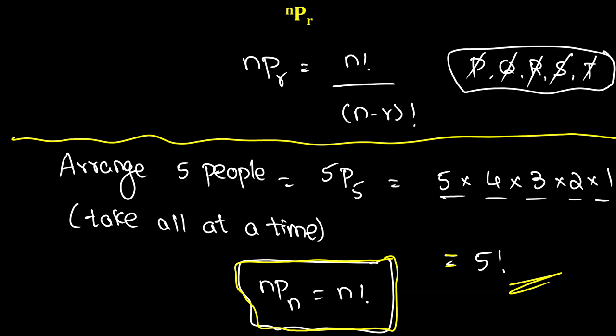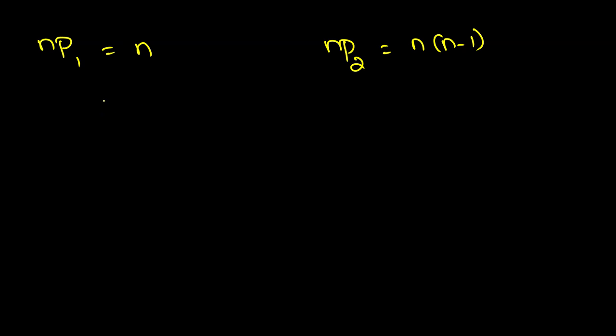Regarding calculations, what is to be done is a very simple idea. From the calculation point of view, NP1 means we have to write only one term, N. NP2 means two terms I have to write; two positions are there, right? Two slots are there. First slot N, next slot N minus 1. Simple. NP3 means three slots are available: N into N minus 1 into N minus 2. So calculations are very simple.